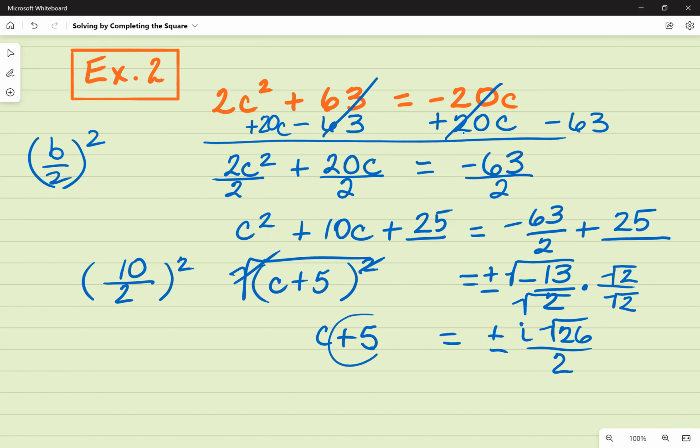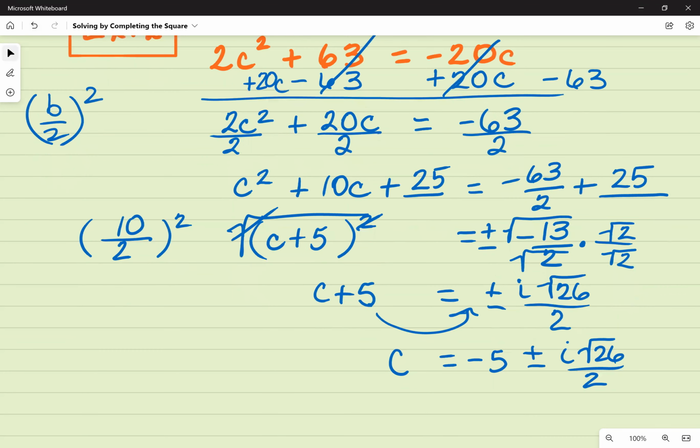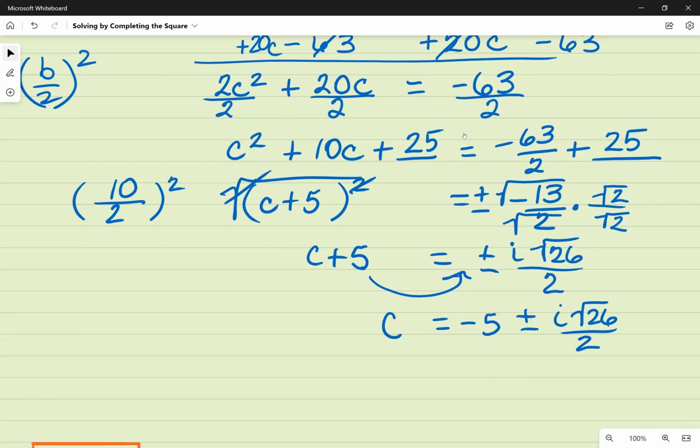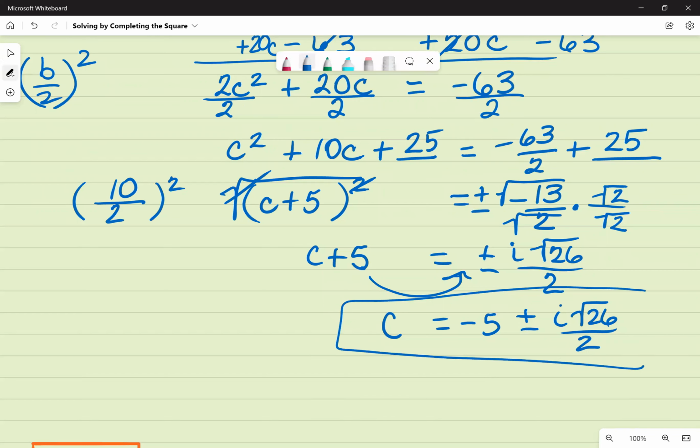Now I go back onto this side and I move it over in front of my plus or minus sign, but I'm going to change the sign. When I go across the equal sign, I have to change the sign. So this is negative 5 plus or minus i times radical 26, all divided by 2. Notice the 5 is not divided by 2. It's just the side that's after the plus or minus. So keep up with that as well. This is 2 answers. One is a plus, one is a minus.